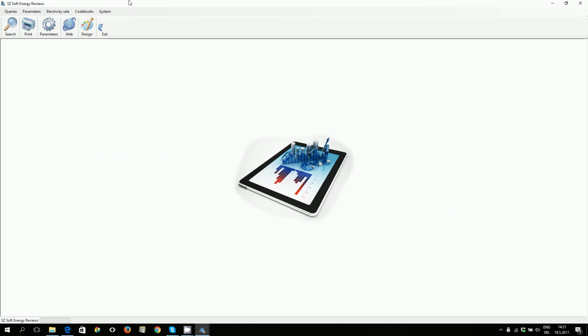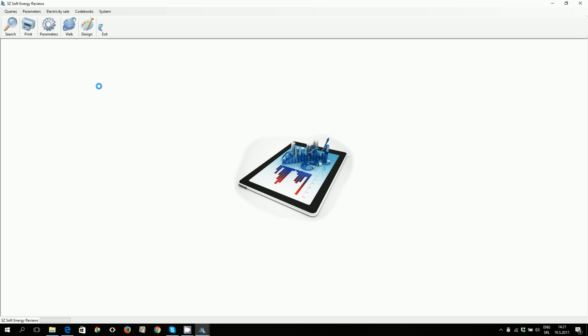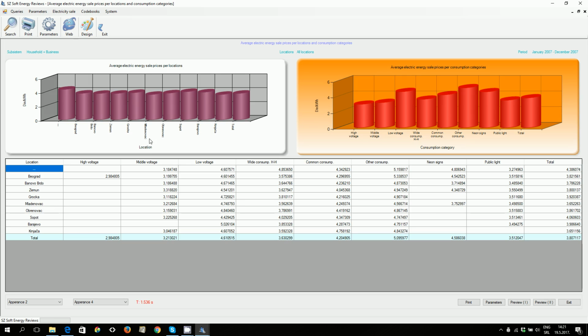By exiting this function, we are moving on to the next one, which is average electric energy sale prices per location. Here on the left side we can see different locations in Belgrade. On the right we can see different consumption categories, which is also shown below, and on the right side we can see our total amount.